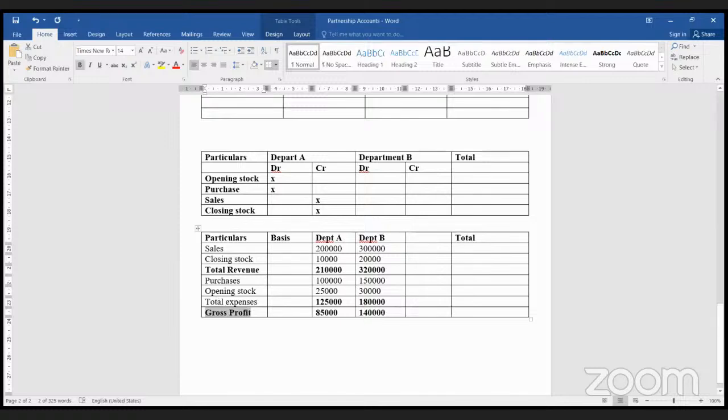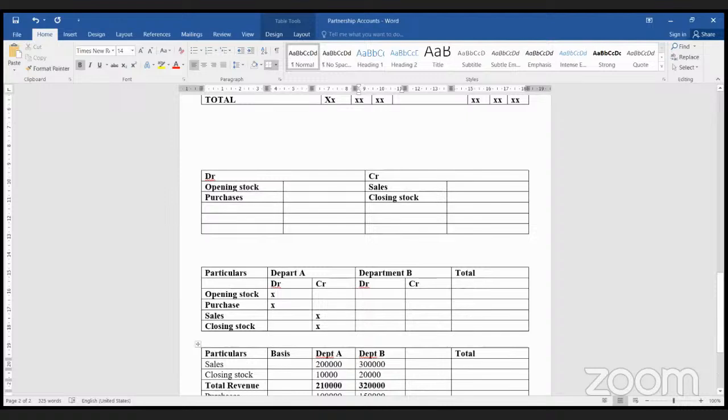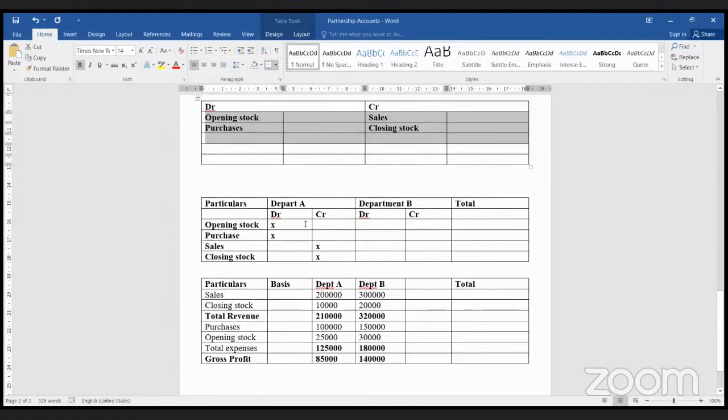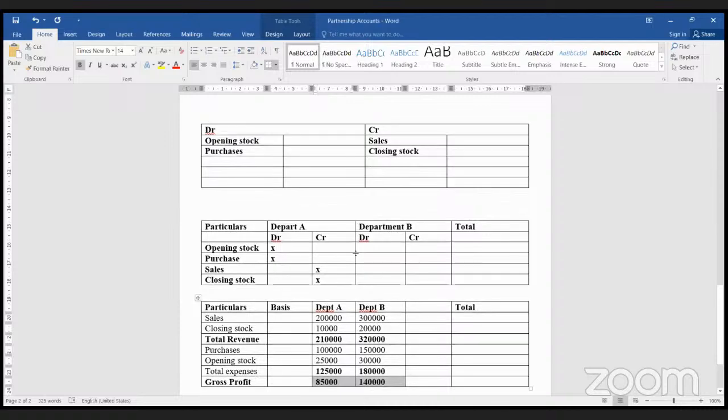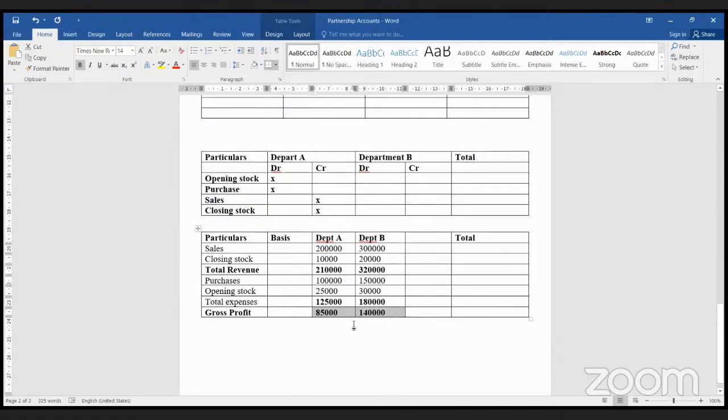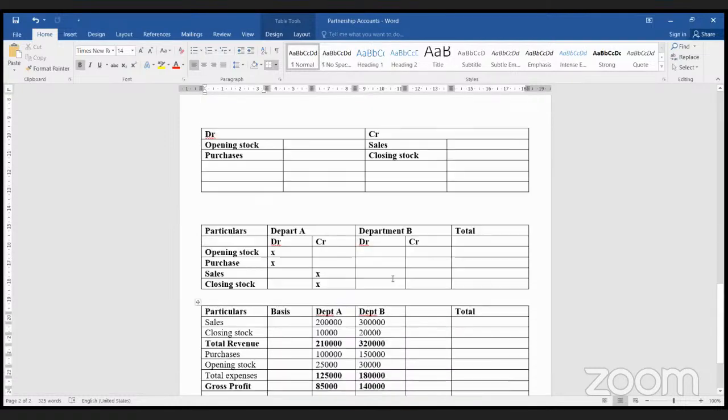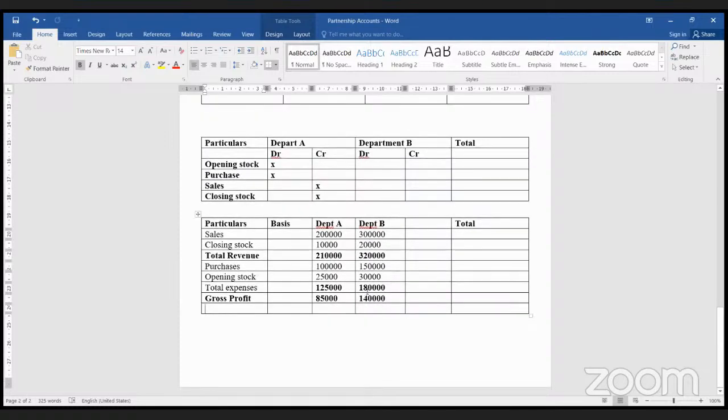This is gross profit. Instead of doing like this for each department, we took first revenue items, we added them, and then we took the expenditure items, we added them. From the total of revenue, total of expenditure subtracted, and we got the gross profit of department A and department B. Instead of doing horizontally, we did it vertically because there are two departments. The data is same, values are different. So instead of wasting time like this, we did this way. Did you understand? Yes, ma'am.